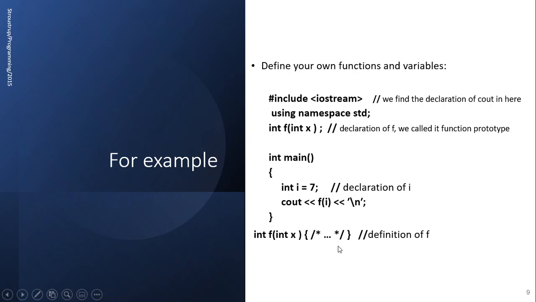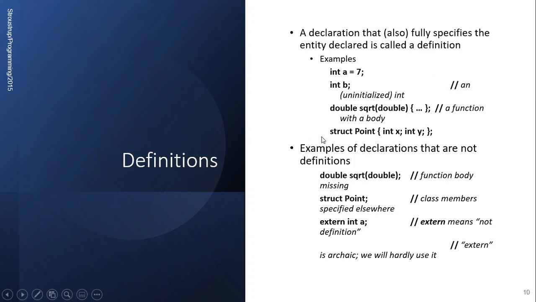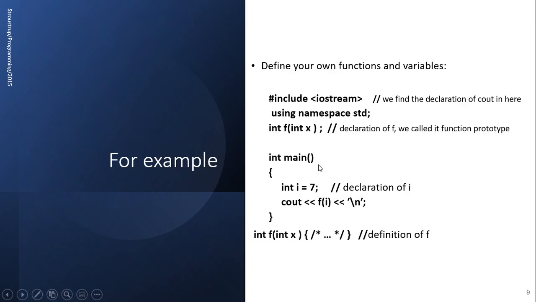Okay. So this is the definition of function f, and this is the declaration of function f. So you know all these things. Now let's talk about definition. We want to differentiate between these two terms, declaration and definition. In the case of functions, it is very clear. This is a declaration of the function, and this is the definition of the function.